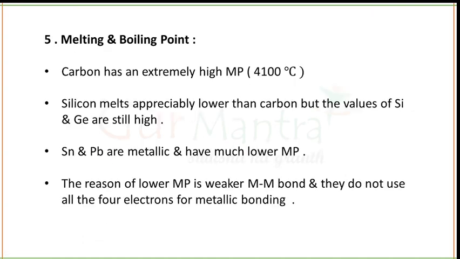Next is the melting and boiling point. Carbon has an extremely high melting point, that is 4100 degrees Celsius. Silicon melts appreciably lower than carbon, but the values for silicon and germanium are still high. Tin and lead are metallic and have low melting points. The reason for the low melting point is the weak M-M bond, the weakest bond present in the metals, and they do not use all 4 electrons for metallic bonding. This last point is very important. You have to memorize this point.